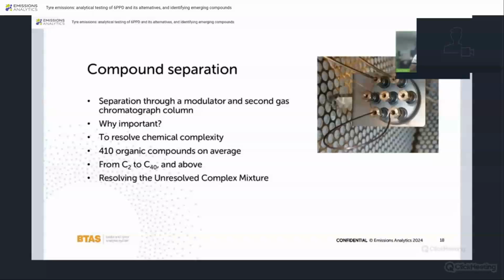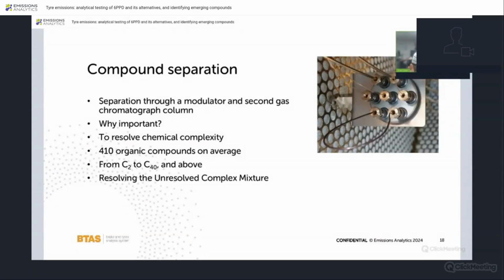By the time the compound goes into the first dimension, it's separated on the first dimension using the flow modulator. It then goes into the second dimension, and the second dimension has a column of different polarity, such that if compounds were not easily separated in the first dimension, in the second dimension it will separate those compounds out really well. And why is this really important? Why is it key? They may co-elute.